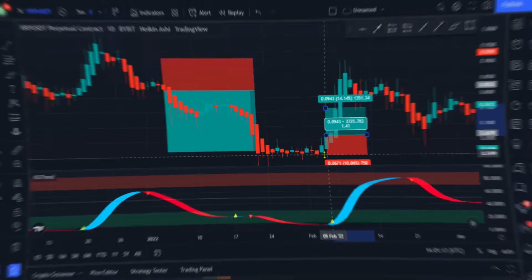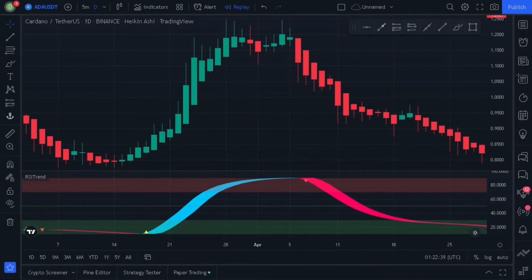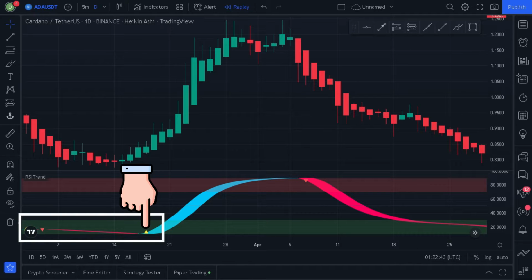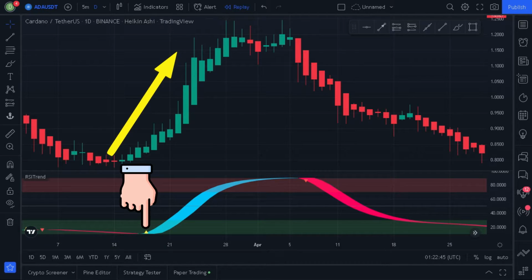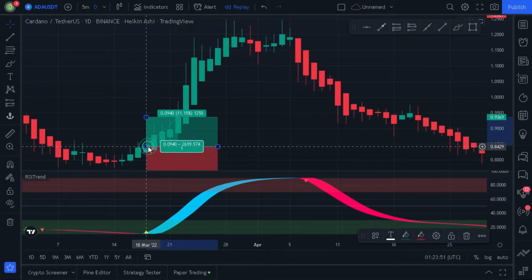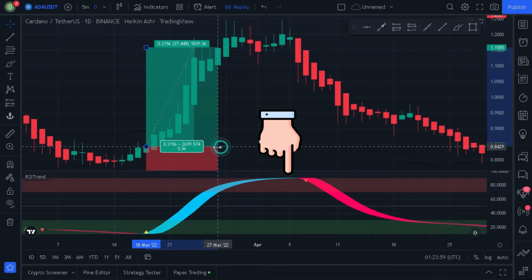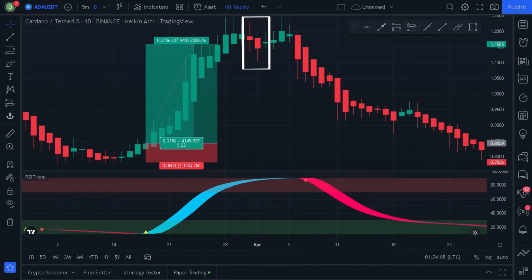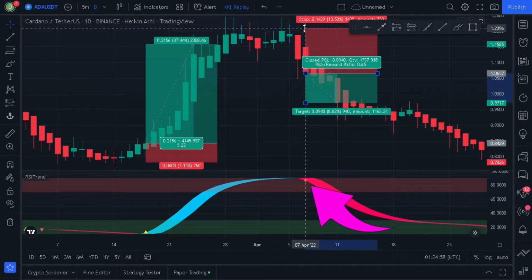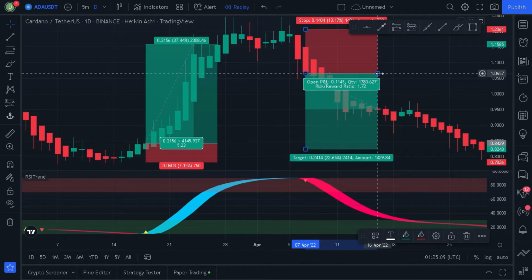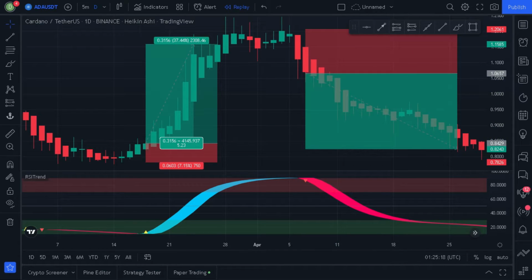For example, here on the chart, you can see that the price was in this oversold region before you got this yellow arrow and the price reversed. You could have entered a long trade here. Then when the price reached this overbought region, you had these two bearish candles that formed, which shows trend exhaustion, and this red arrow appeared. Then you will take a short trade like this and set your stop loss here and extend your profit target according to your risk to reward ratio.